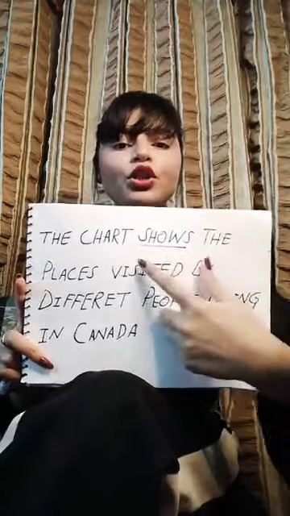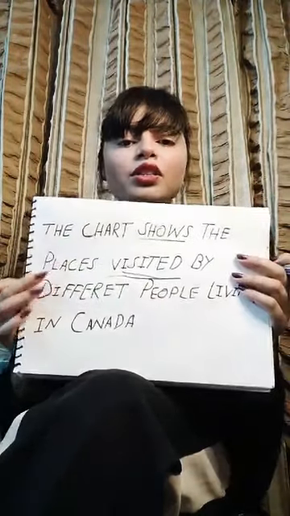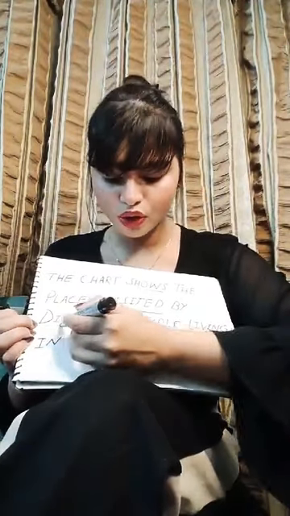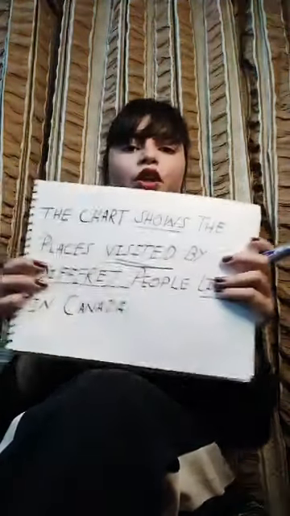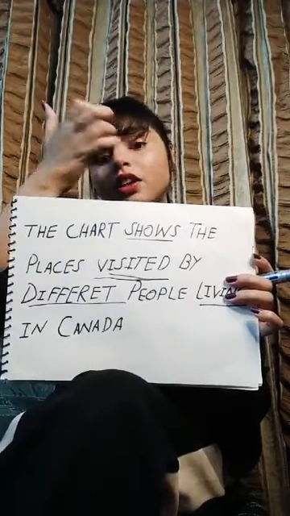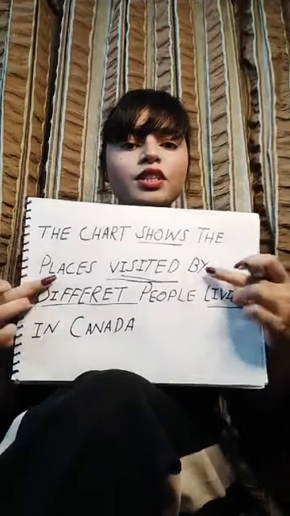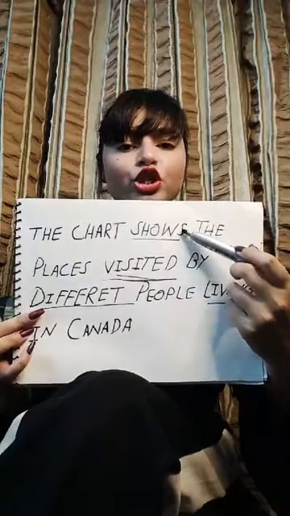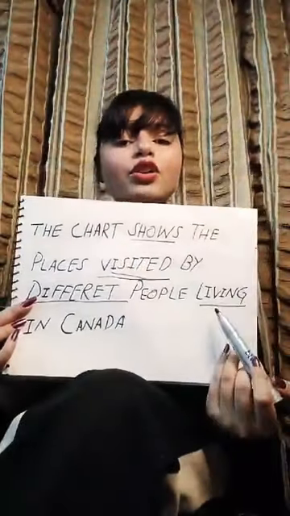Okay, the next one is quite simple. The chart shows the places visited by different people. I'm just gonna underline the word different as well. Okay, got it. Alright, so here we have another statement that says the chart shows the places visited. I have underlined the word shows. I have underlined the word visited. I have underlined the word different, and I have underlined the word living.